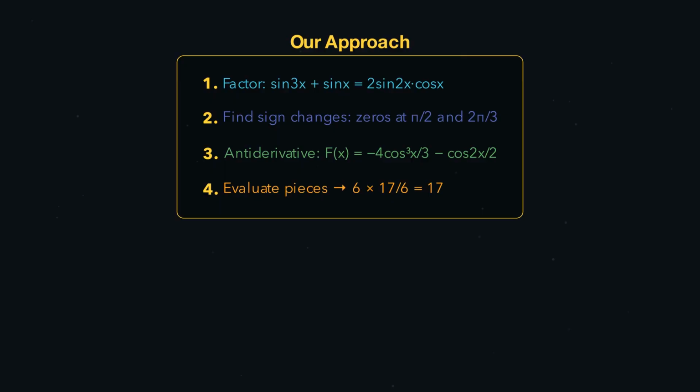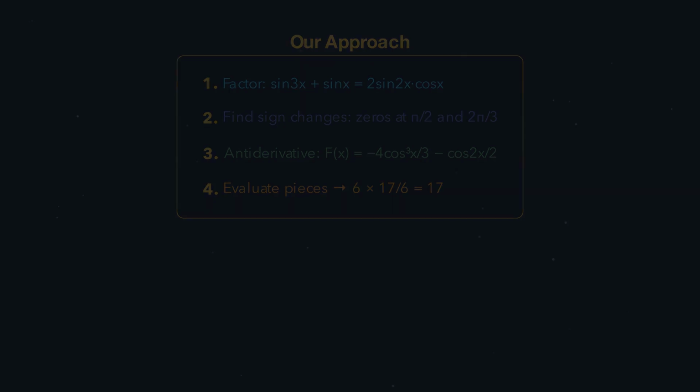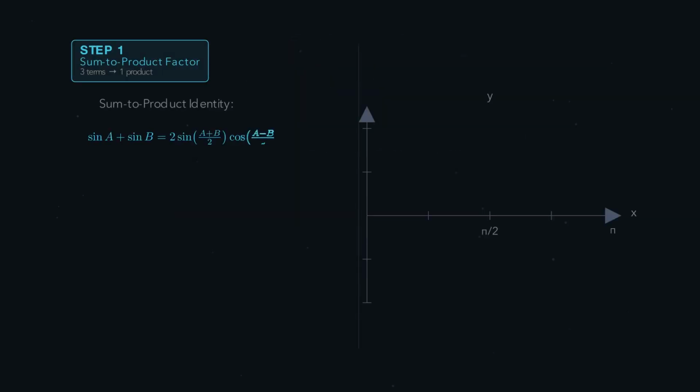into a clean product. Then we'll find the 2 points on 0 to pi where the expression changes sign. Next, we'll split the integral into 3 pieces across those points. Finally, one antiderivative evaluates all 3 pieces, and the factor of 6 cancels perfectly.